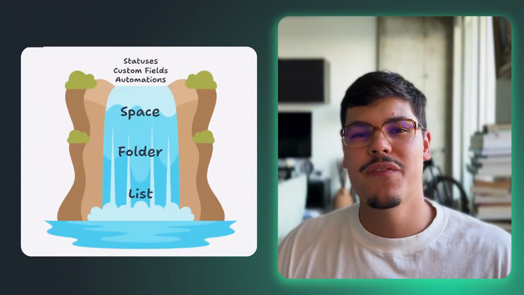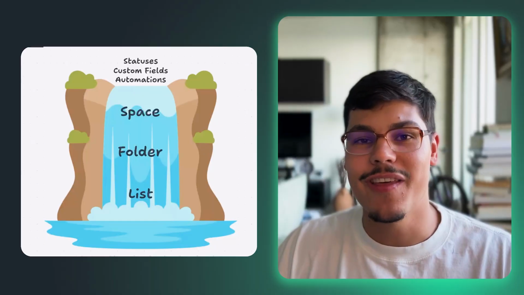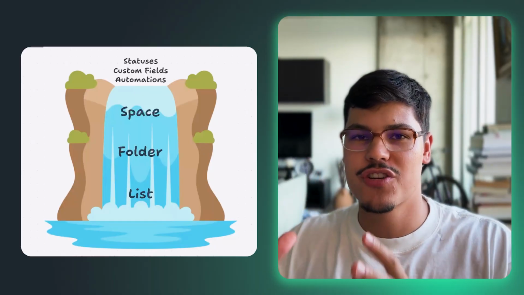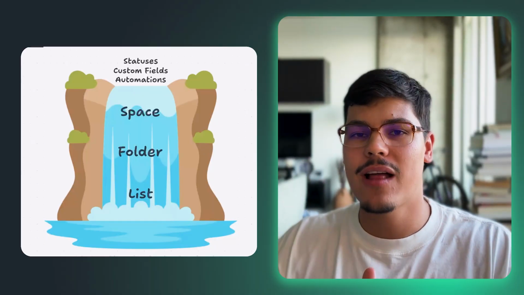So the workspace is the highest level of the hierarchy, and it contains different spaces inside which you have folders with lists and tasks in them. Now, as the last part of the video, I want to explain an analogy that I keep in mind when I think about structuring work in ClickUp, and this is an analogy of a waterfall.